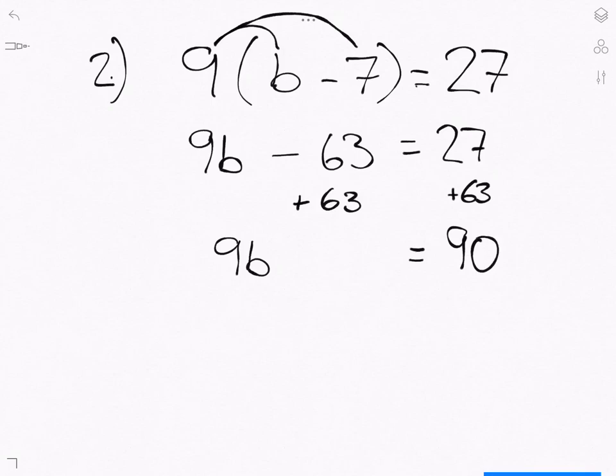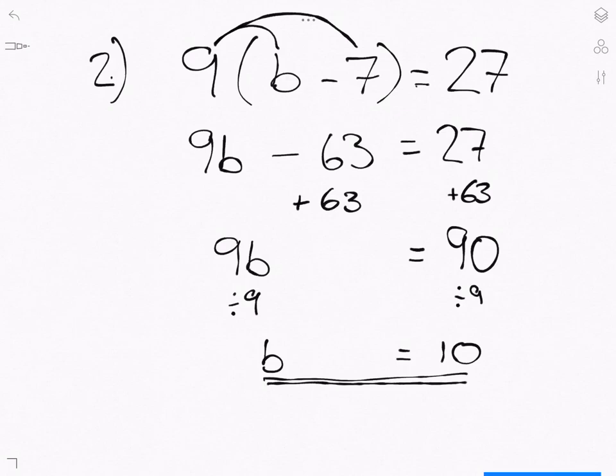Now, 9 times something is 90. If we divide by 9 both sides, then we get b equal to 10. And that's our solution. And if we like, we can plug it back in at the start. We get 10, take away 7 is 3. 9 times 3 is 27. So yeah, correct solution again.